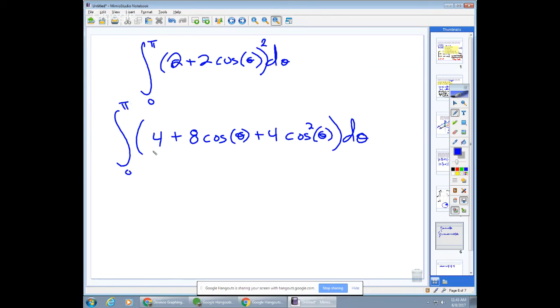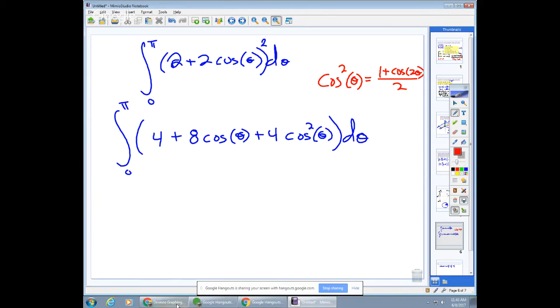And 4 is no problem, 8 cosine theta is no problem, but the cosine squared is a problem. So anybody remember what we do with that? It's the half angle formula. So let's see, the half angle formula tells us that the cosine squared of theta is equal to, is it 1 minus or 1 plus? I think it's 1 plus cosine of 2 theta over 2.